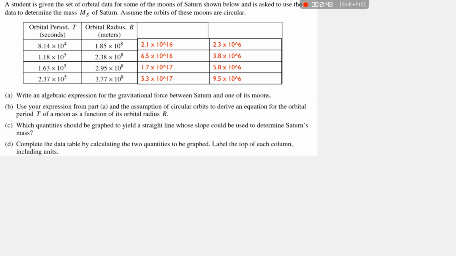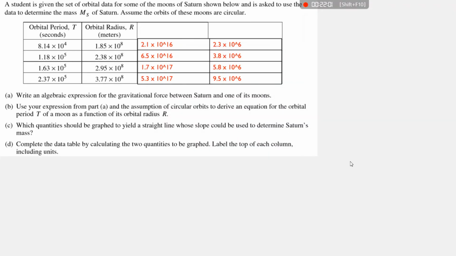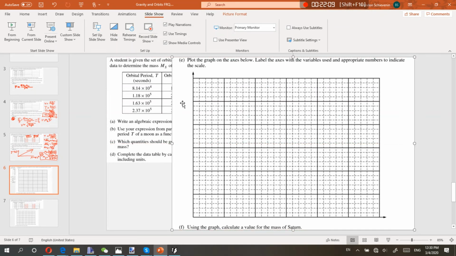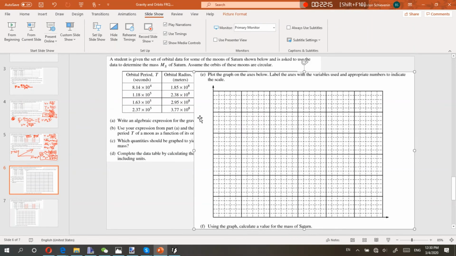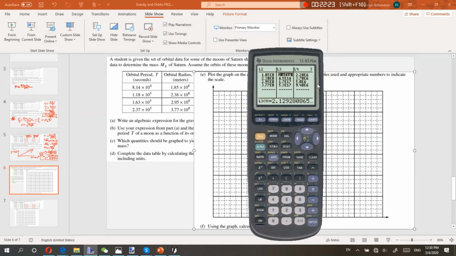Okay, so then we need to graph this. I don't think I copied E and F. Okay, here's E and F. So they want us to graph this and then calculate a value for the mass of Saturn. So I think because I've got a calculator though, I'm going to go ahead and graph this using the calculator instead.